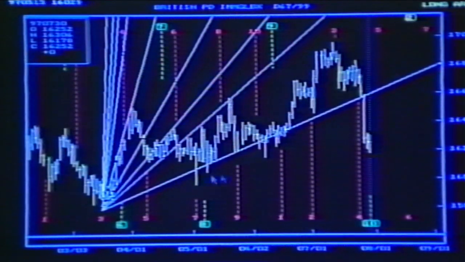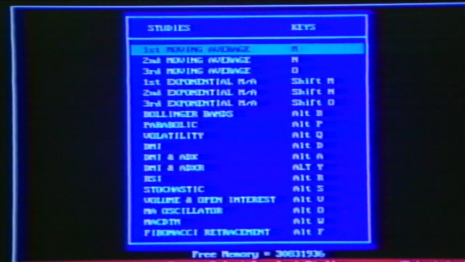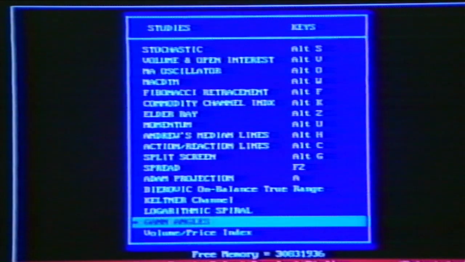Pretty interesting. Look at the support this angle gave. Look at the resistance you had at this angle and this angle too. So we'll move on and take off our Gann angles. And well, let's see, what else do we want?